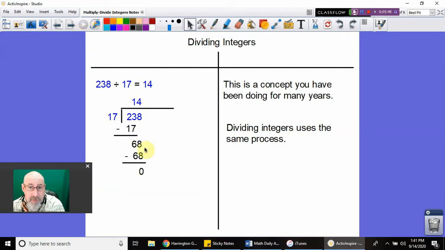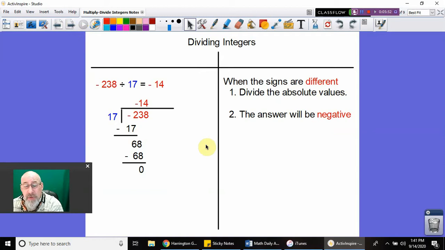And the division process is the same. So now, just like I did with multiplying, I'm going to start throwing the negatives in there. So now I have negative 238 divided by 17. We're going to do the same steps. 17 goes into 23 once, we get 6, bring down our 8, 17 goes into 68 4 times. This is where we put our rules.